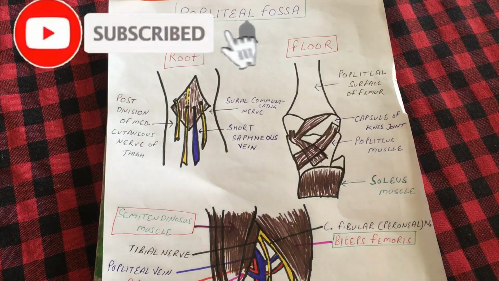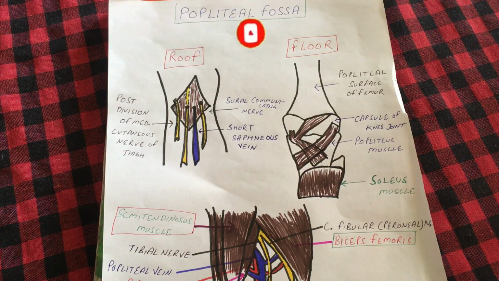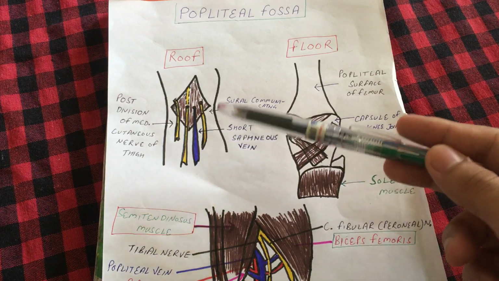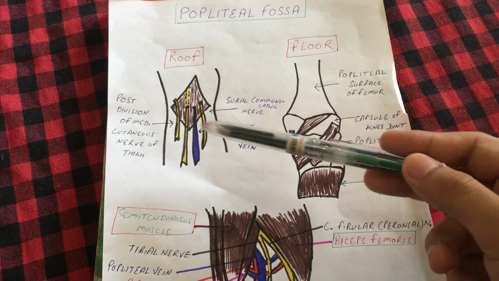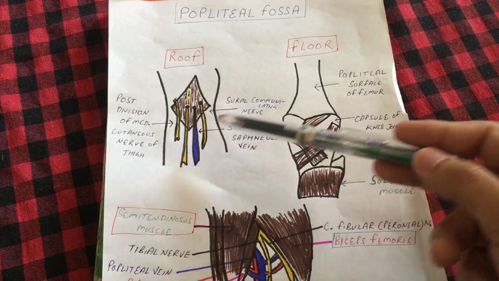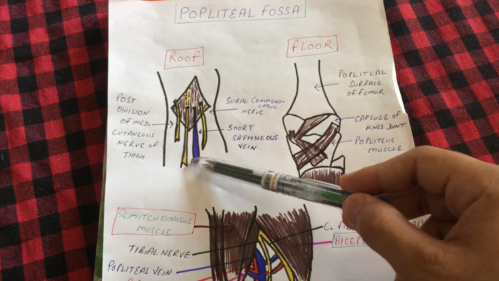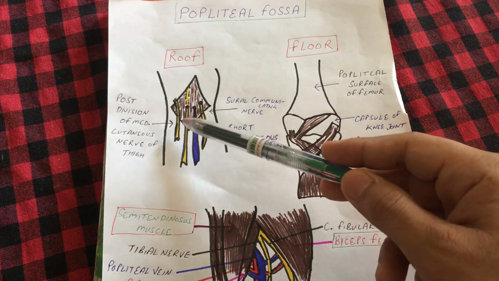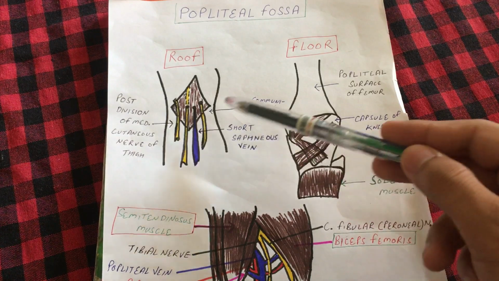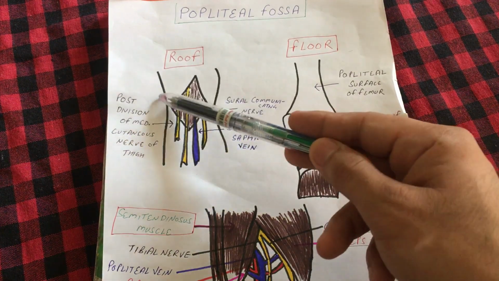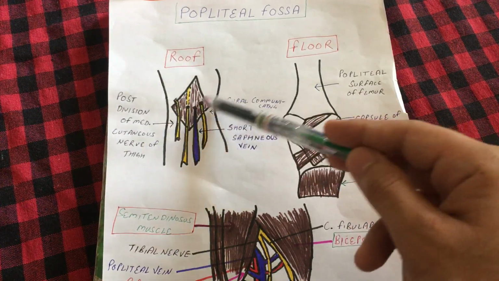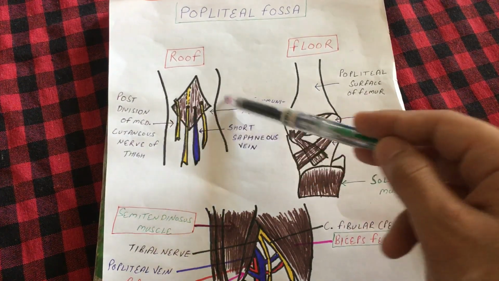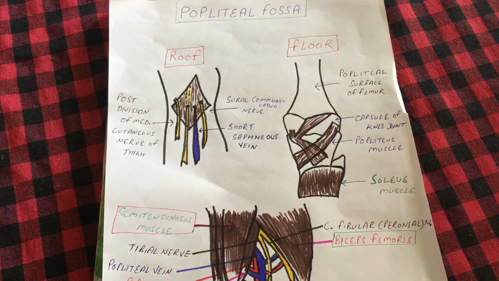Clear? The roof of the popliteal fossa is formed by the skin, subcutaneous tissue, superficial fascia and deep fascia. The superficial fascia contains various nerves and vessels, that is the short saphenous vein, then the posterior cutaneous nerve of the thigh, sural communicating nerve and the posterior division of medial cutaneous nerve of thigh. So these are the three important structures present on the roof of the popliteal fossa.